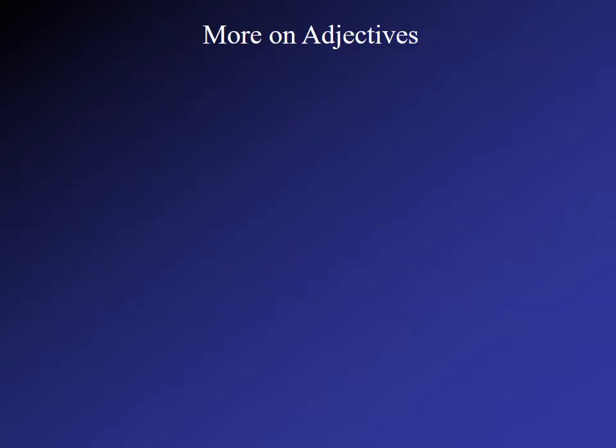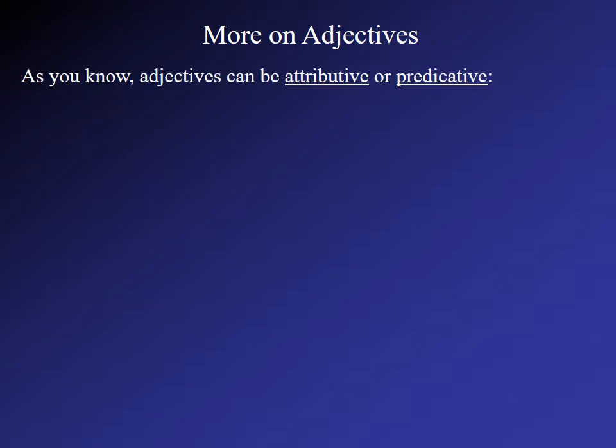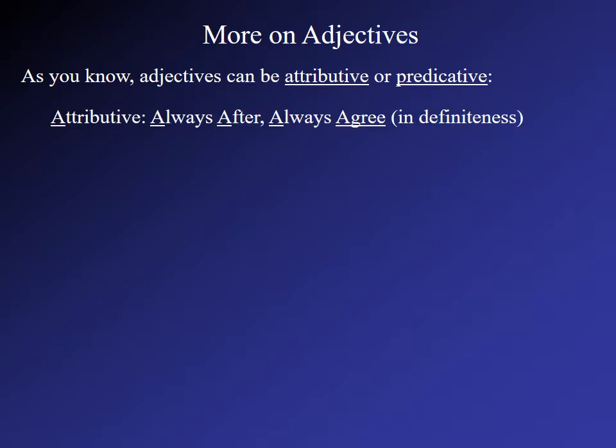Now the last thing we need to do in this lesson is talk a little further about adjectives. So you've seen adjectives before and you know that they can be attributive or they can be predicative. So an attributive adjective is always after the noun it modifies and it always agrees. And when we say agrees, we mean in definiteness. So for instance, haaretz hatova. Here the adjective hatova comes after the noun haaretz, and they are both definite. That is, they both have the definite article. So this would be translated the good land. That is the only way that this can be translated correctly. Haaretz hatova, the good land.